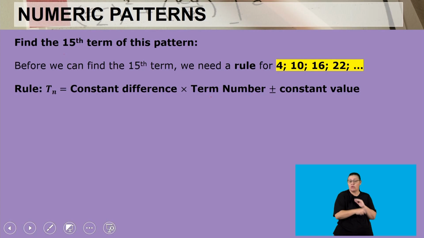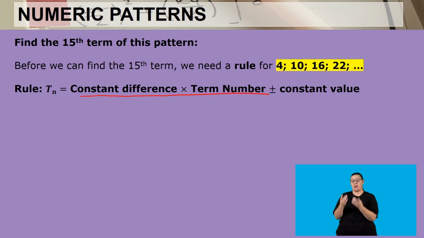Now, the rule here would be that we are going to multiply the constant difference with the term number. Now, just to remind you that 4 was the first term, the 10 was the second term, the 16 was the third term, and the 22 was the fourth term. Of course, that pattern continues.